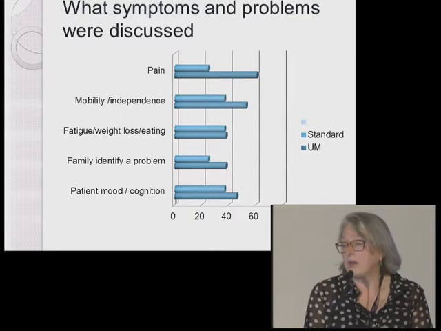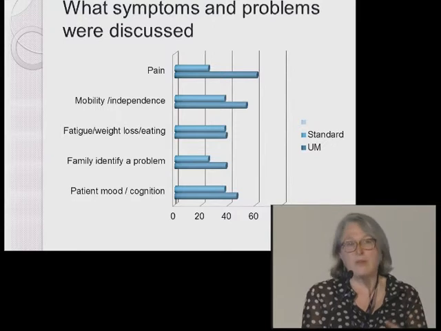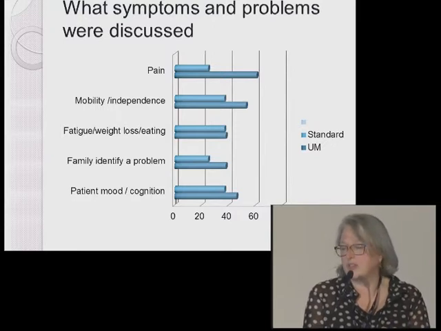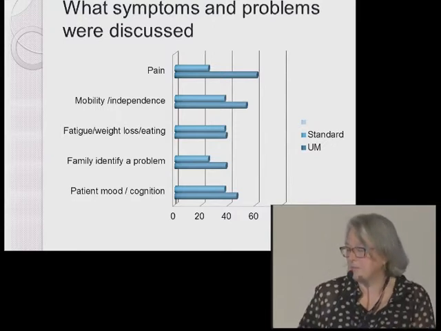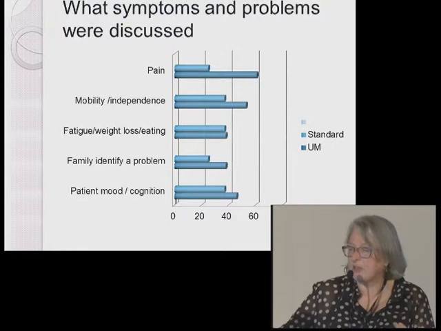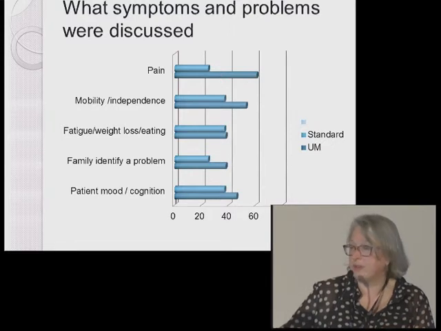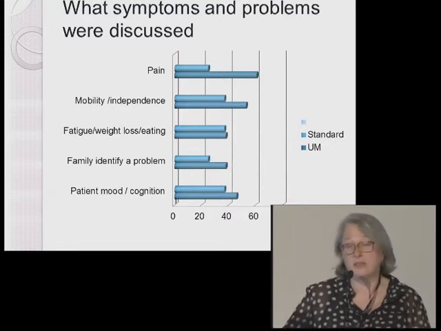Our numbers are small, so I don't want to get too excited about some of the differences here, but certainly in both arms, these issues were pretty much core issues that were being talked about. So the different symptoms that people were talking about. Families identified a problem often. Patients' mood and cognition were very important issues for families, and families were often raising this, which is great.